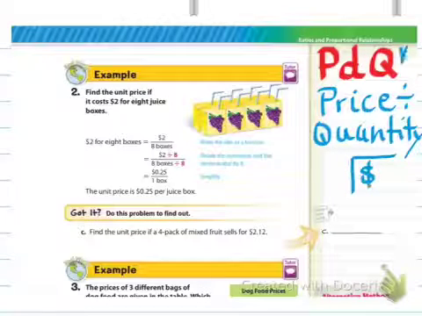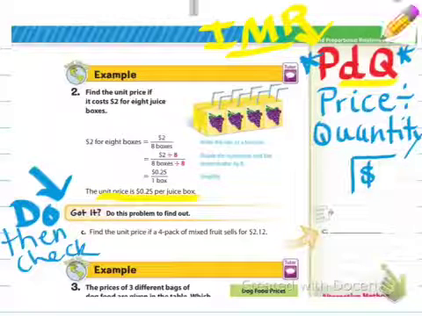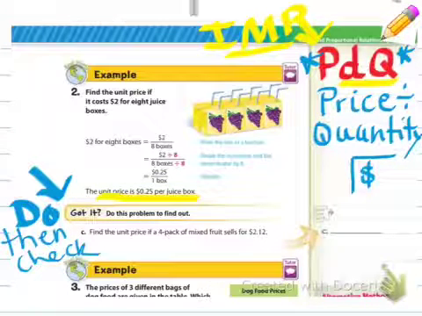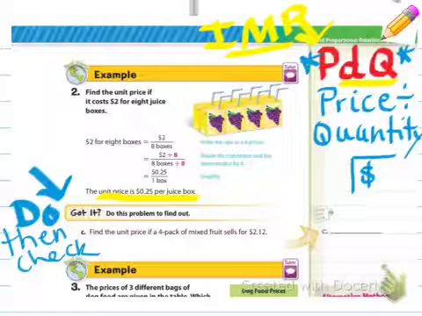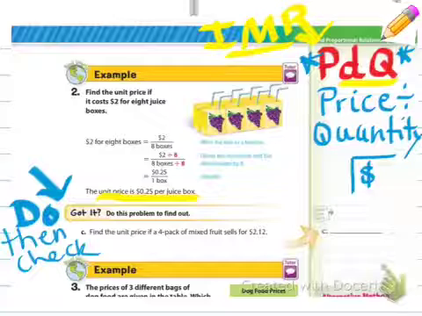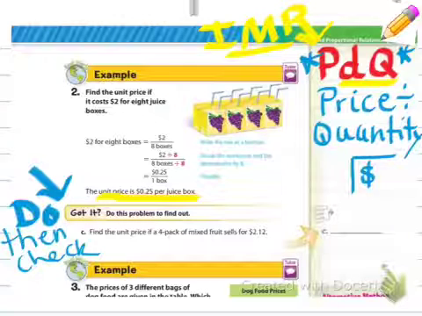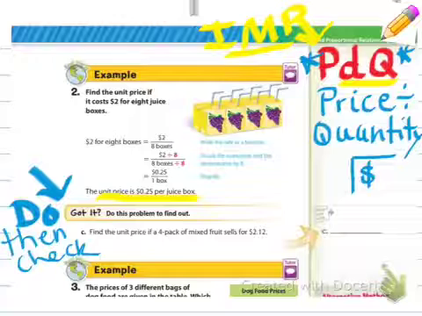Example 2 is talking about really finding the better buy. I'm sorry, not the better buy, that's example 3, but finding the unit cost or the unit price, which still is basically a unit rate, but it's dealing with a price. You're trying to get down to how much, in this example, does one juice box cost.